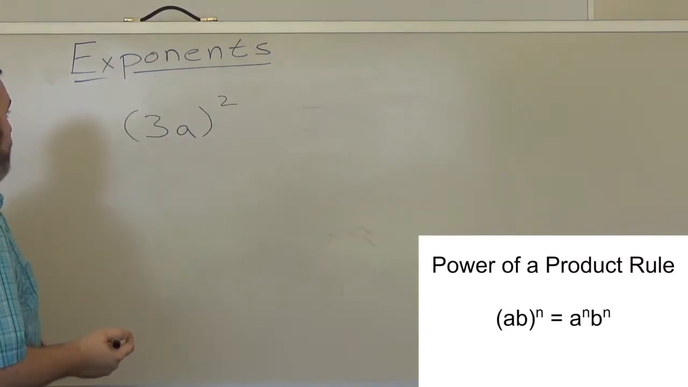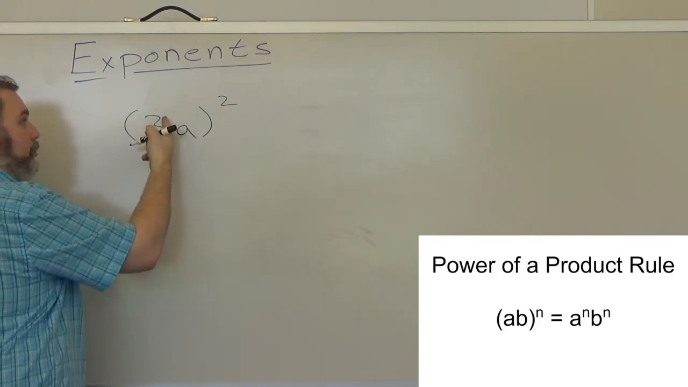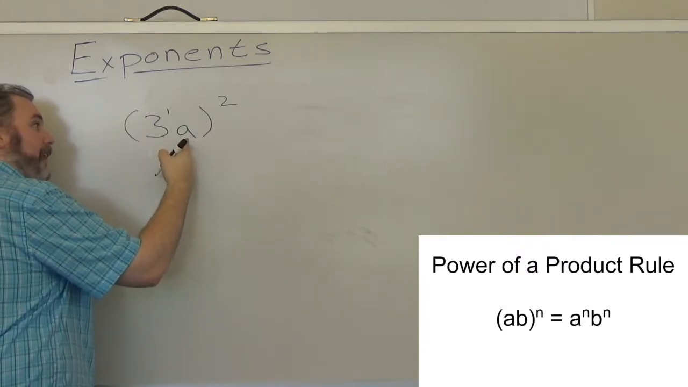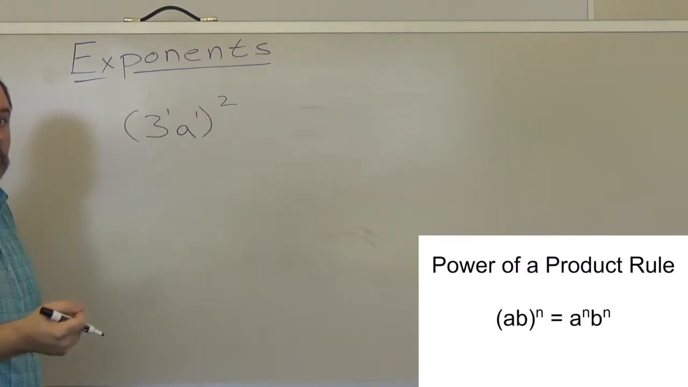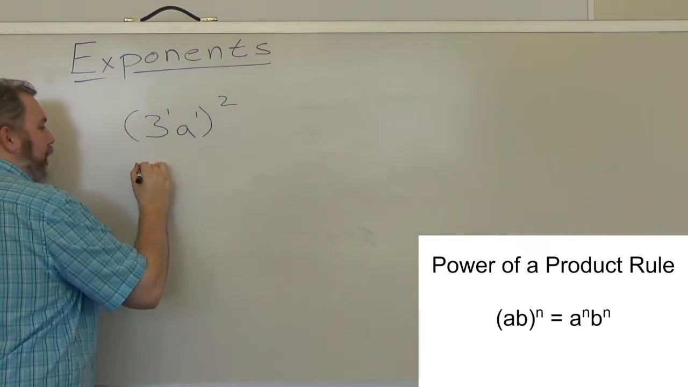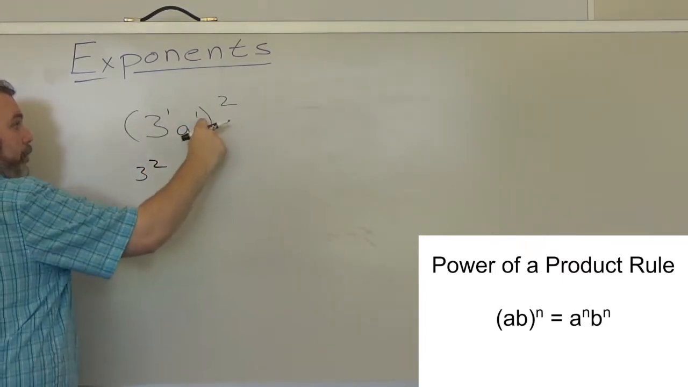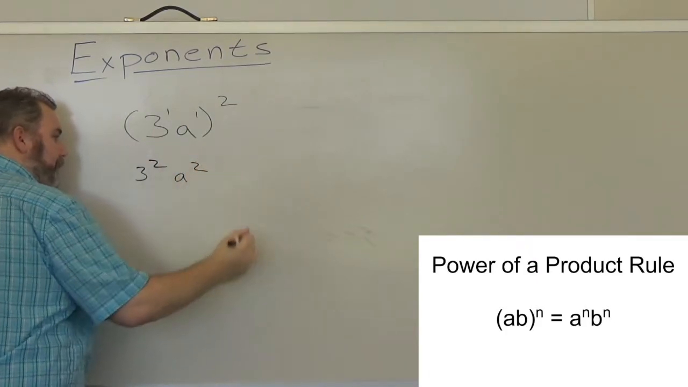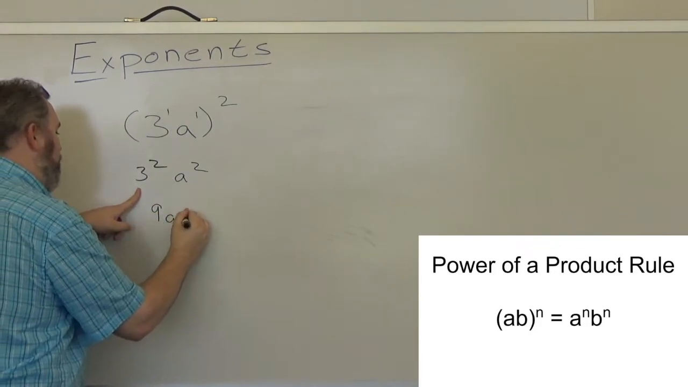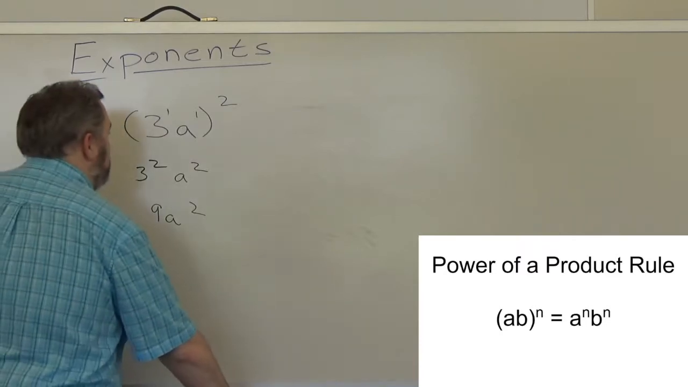All right, so what just happened here? Technically, what's the exponent of this 3? It's a 1. What's the exponent of this a? Technically, it's a 1. Since we're raising this, we're really going to say 3 times 1, that gives me 3 squared. Then we're going to square the a. That gives me a squared. Ultimately, we can figure this out to be 9a squared. All right, let's do a few more.